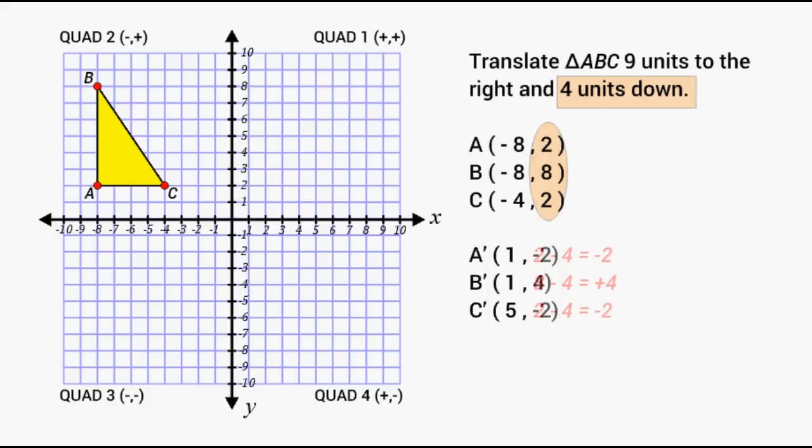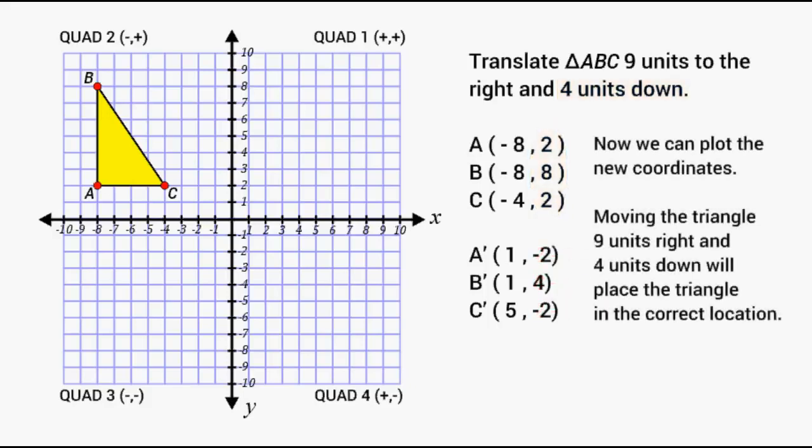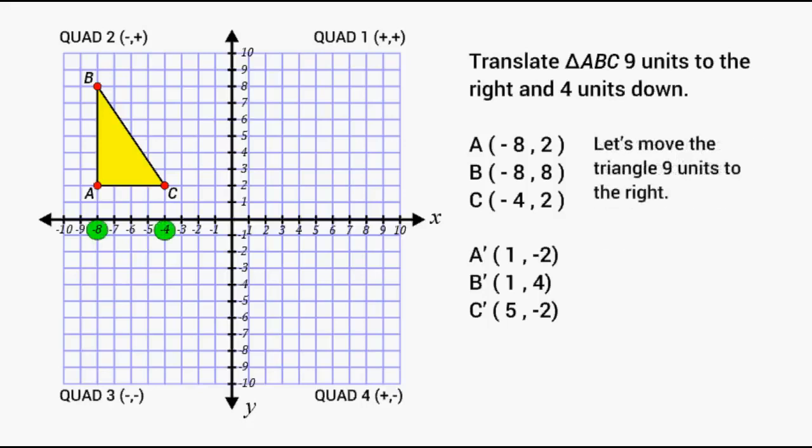So after adding 9 to all of our x values and subtracting 4 from all of the y values, we will come up with the coordinates to where our object is going to be translated to. We can simply plot those points and then create our new object on the coordinate plane. What we're going to do is take our object and slide it over 9 units to the right, and then slide it 4 units down, just to show it will end up in the coordinates that we came up with.